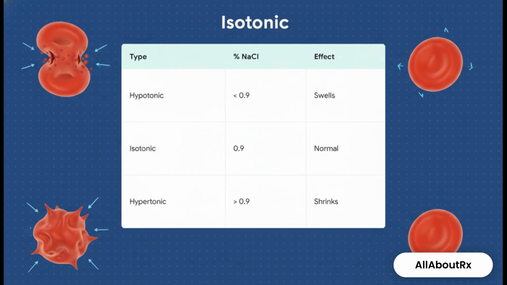If it's isotonic, at exactly 0.9% NaCl, that normal cell shape is beautifully maintained. But if the solution is hypertonic, greater than 0.9% NaCl, water is actually sucked out of the cell. The cell shrinks, which is a process known as crenation. Maintaining that perfect isotonic sweet spot is absolutely critical for patient comfort and safety.